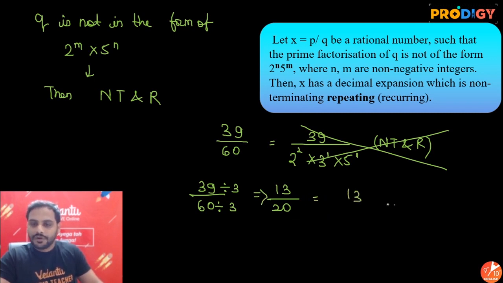So 13 upon q: the prime factorization of q is 2 square into 5 raised to the power 1, and you can clearly see the form 2 raised to the power m into 5 raised to the power n. That is why it is a terminating decimal.